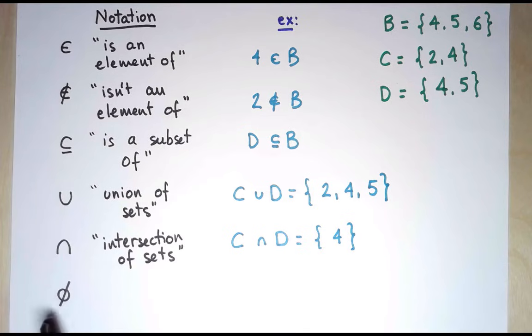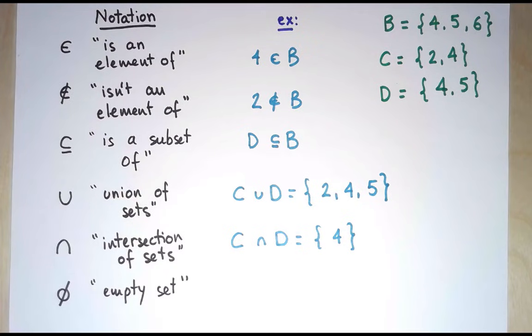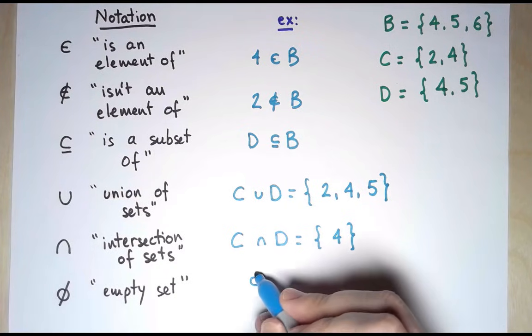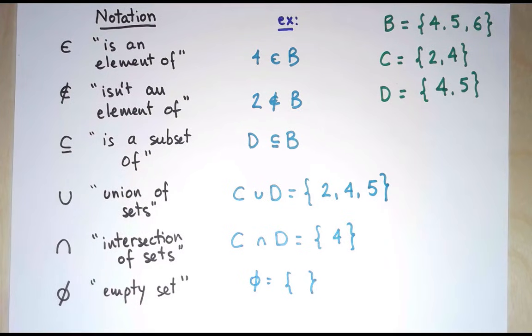And finally, this symbol is used to denote a specific set, the empty set. That is a set that has no elements. So another way to describe it could be a set where the list of elements is, well, empty.